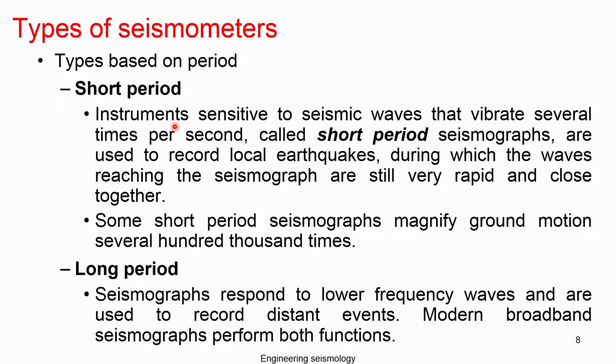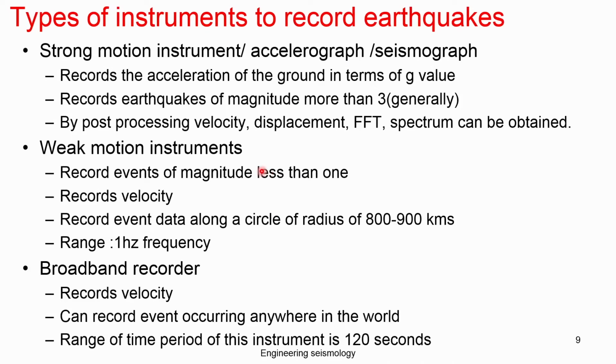So, the other sensor is the long period sensor. Long period sensors basically respond to lower frequency waves and are used to record distant events. Most of the modern broadband seismographs perform both short as well as long period operation. So, based on the type of data it records, we can classify the instrument.